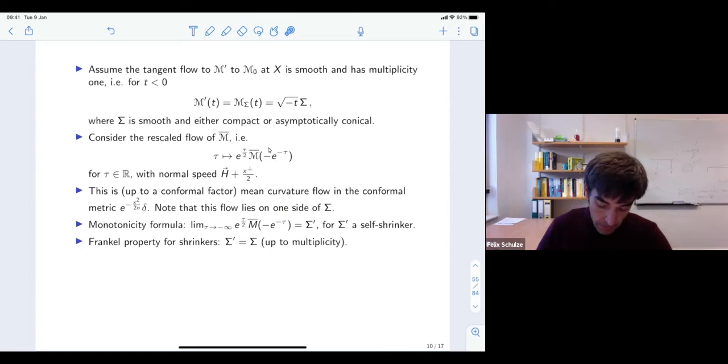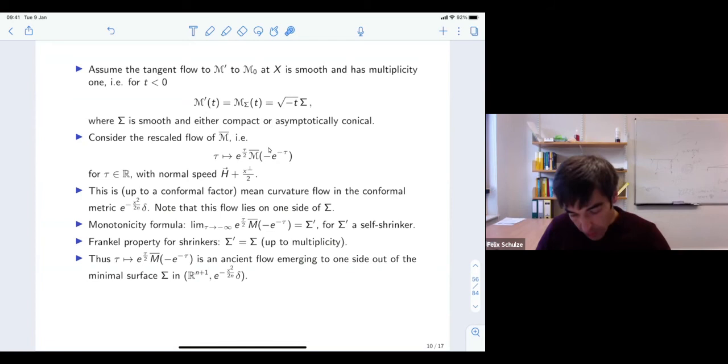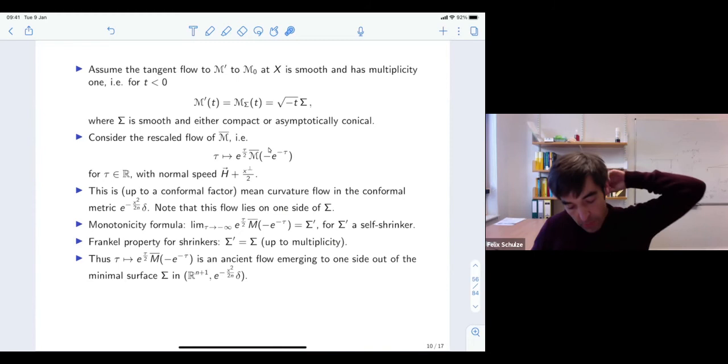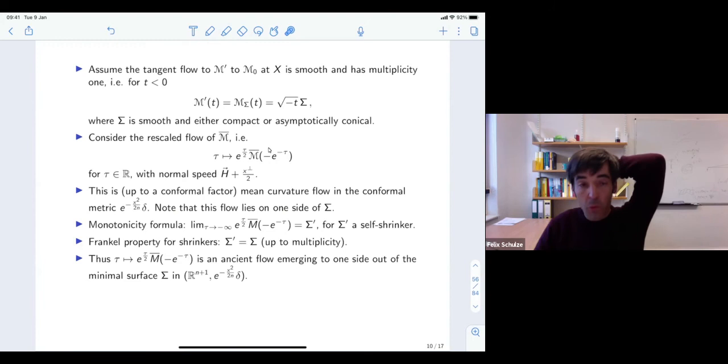Now, I can tell you when we can control the multiplicity. So in the end, we can argue that this one-sided flow, as time goes to minus infinity, converges back to this minimal surface sigma. Now, remember, Colding-Minicozzi have shown that up to the instabilities which all these minimal surfaces have, the only stable ones are the spheres and cylinders. But we've assumed we don't have a sphere or cylinder. So the second variation here has a negative eigenvalue.